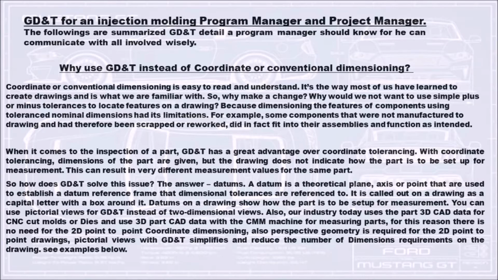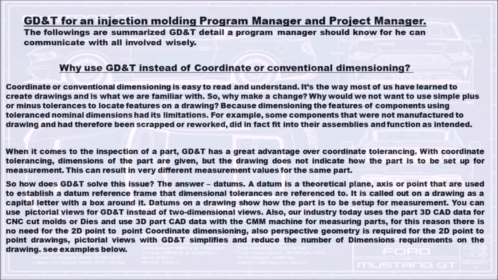Because dimensioning the features of components using toleranced nominal dimensions has its limitations. For example, some components that were not manufactured to drawing and had therefore been scrapped or reworked did in fact fit into their assemblies and function as intended. When it comes to the inspection of a part, GD&T has a great advantage over coordinate tolerancing.